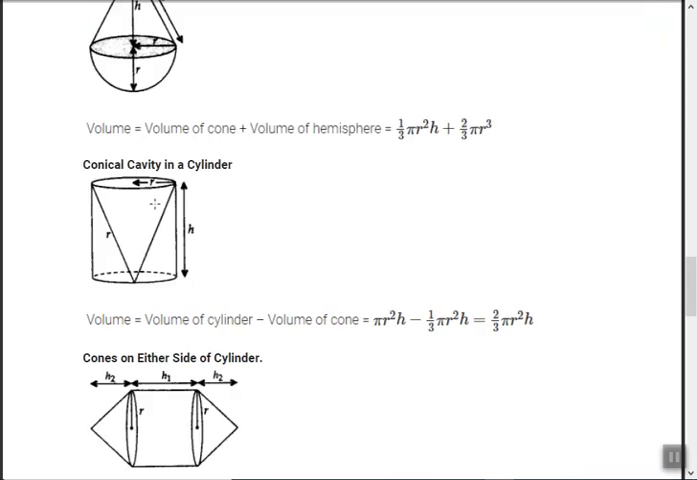Now conical cavity in a cylinder means we are cutting something in the form of a cone in this cylinder. So volume of cylinder minus volume of cone, right? So volume of cylinder is what? Pi r square h, right? And cone is what? 1 upon 3 pi r square h. So we are subtracting it. So it becomes 2 upon 3 pi r square h.